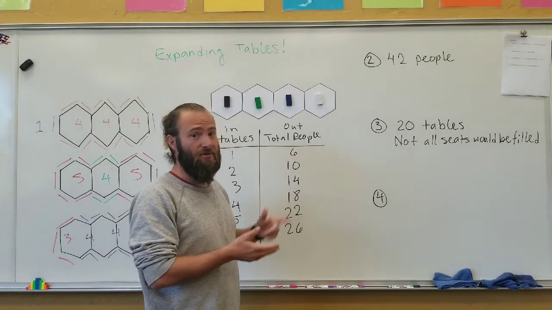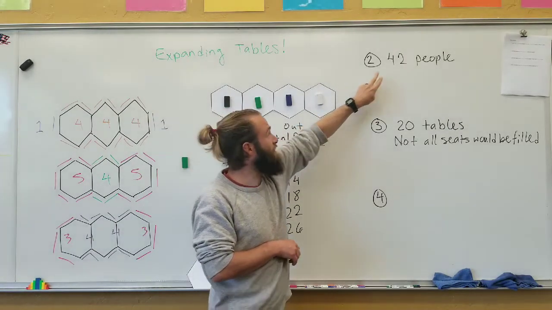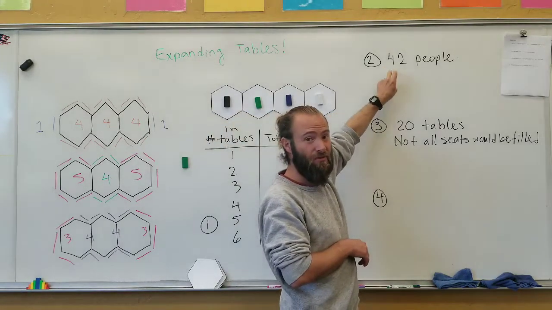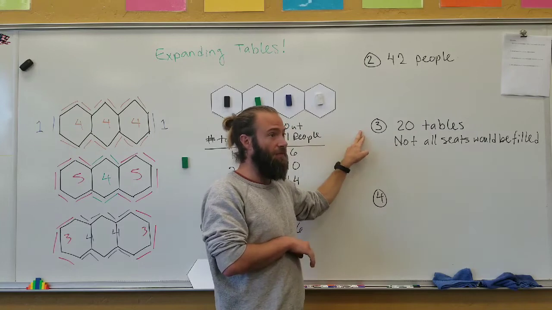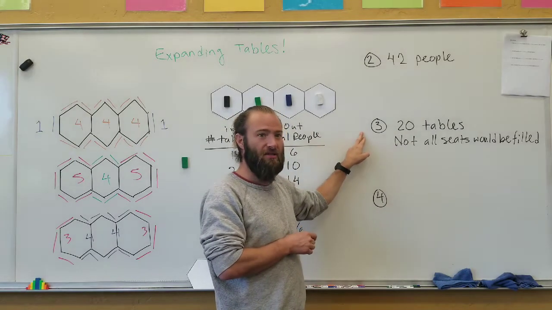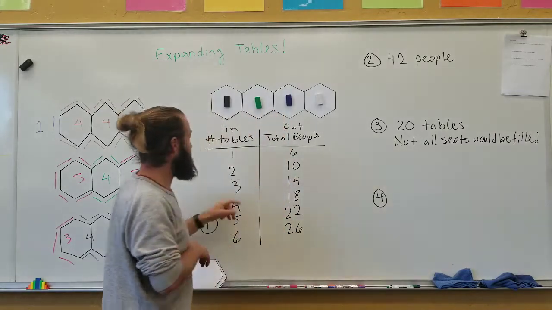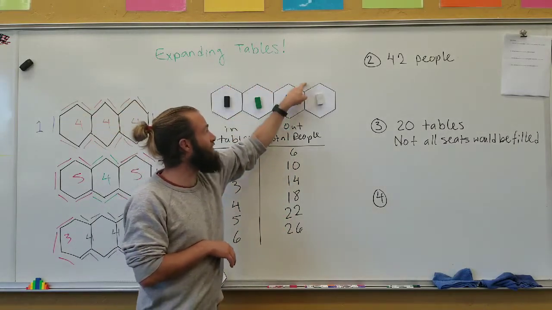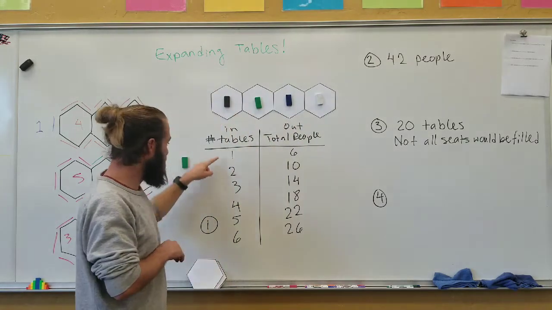So for numbers 2, 3, and 4, I'm going to go ahead and give you the answers for number 2 and 3 right away. Okay, for number 2, for 10 tables, 42 people could be seated. For number 3, we could not seat 80 people exactly. There would not be a perfect amount of seats for everybody for 80 people, right?